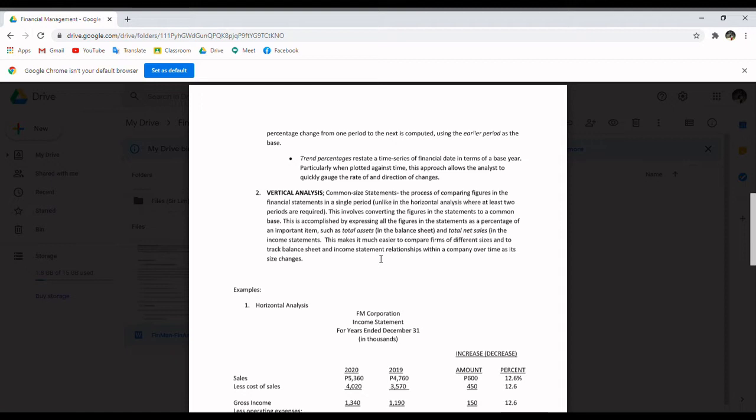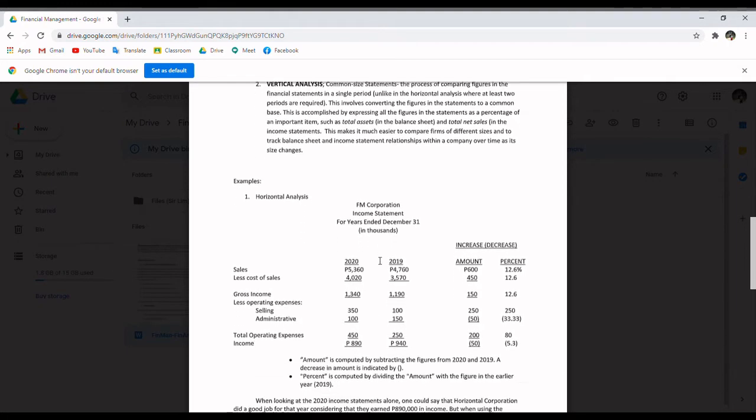We only get the figure of a certain item. For example, we have the cash of the balance sheet. We get the figure of cash and we divide it by the base, or the total assets. And from that we get the percentage. Then we do this for every item in the balance sheet until we complete it, and that's what you call a vertical analysis. So next we have the examples.